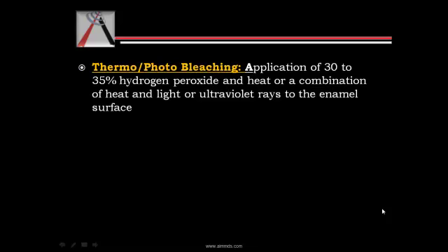Further, we can use the heat or light application to enhance the process of bleaching, which is kind of used as catalyst. So application of 30 to 35% hydrogen peroxide and heat, or a combination of heat and light or ultraviolet rays, can be used for bleaching, and this is called as thermo or photo bleaching.